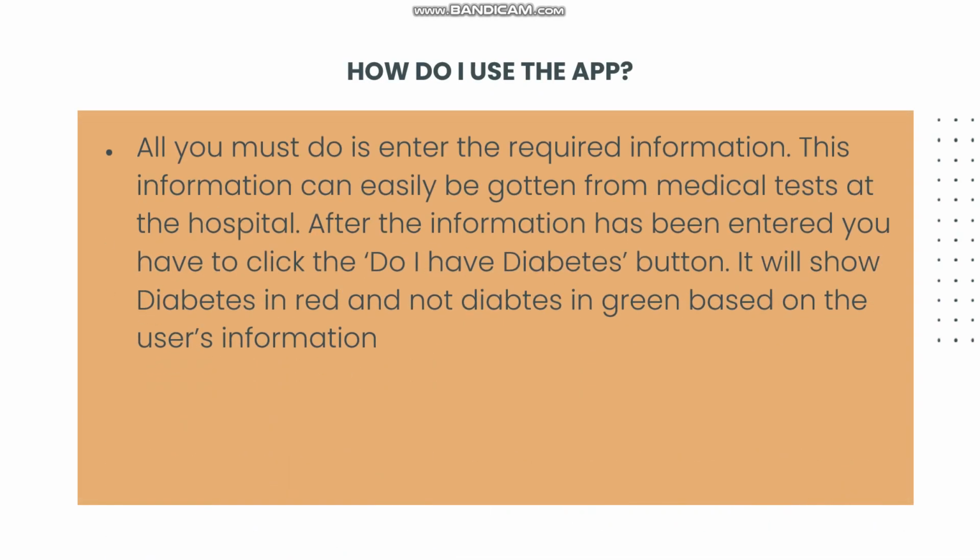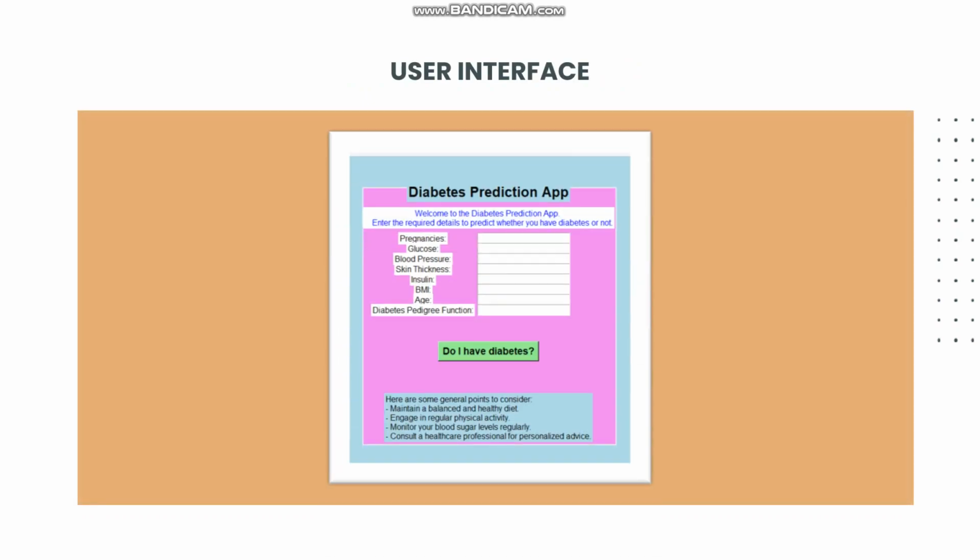How do I use the app? All you must do is to enter the required information. This information can be easily gotten from medical tests at the hospital. After the information has been entered, you'll have to click the "Do I have diabetes" button. It will show diabetes in red and not diabetes in green, based on the user's information. So this is a screenshot of the app user interface.